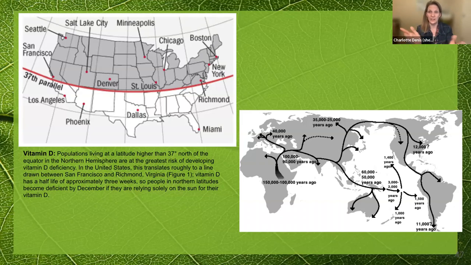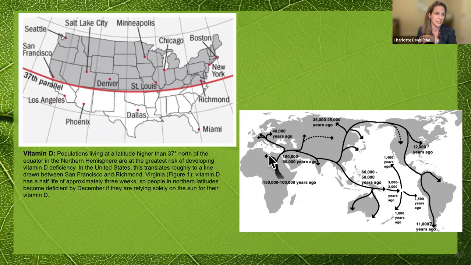I am not a native Oregonian, but I have had all my children in Oregon. And so I learned about vitamin D deficiency in the first few years of living here, because I grew up in Virginia, so it's a little bit closer to the 37th parallel. And we did not experience the same kind of vitamin D deficiency as is common here, especially in people who have darker colored skin.